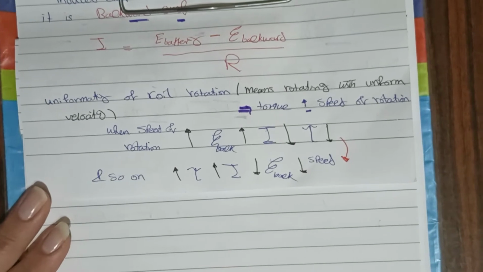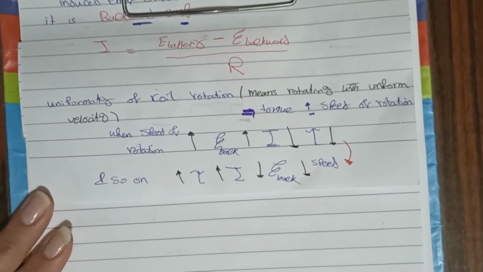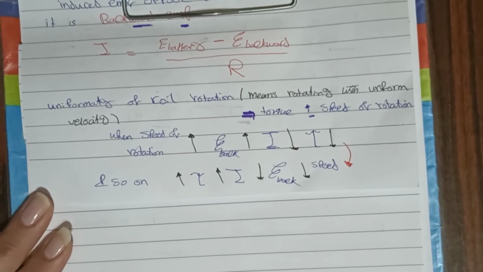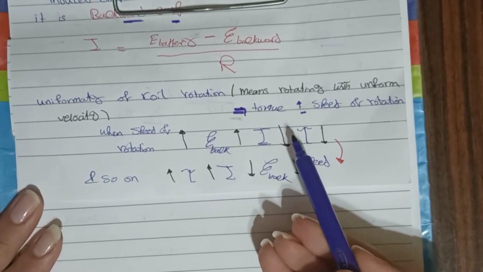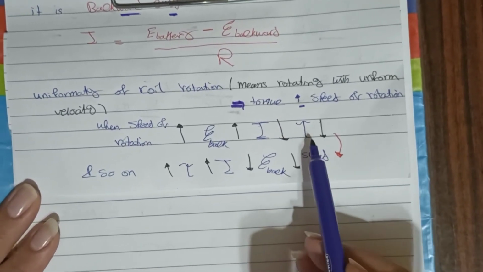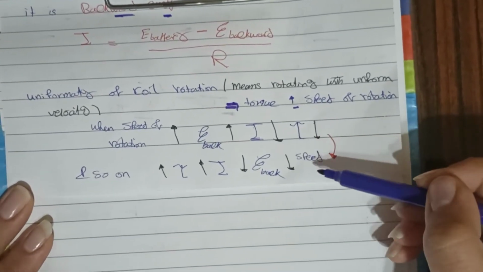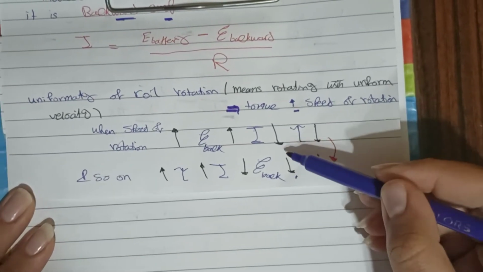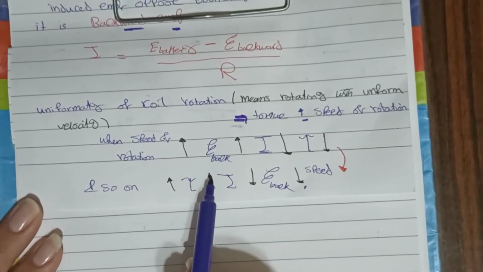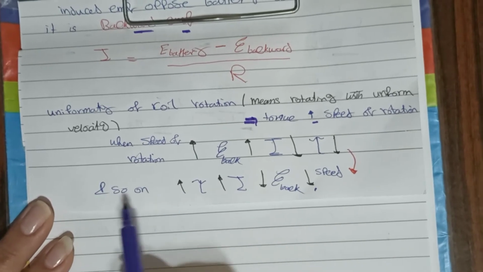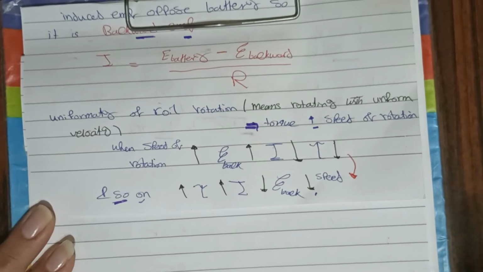The uniformity of coil rotation means rotation with uniform speed. As we know, when the torque increases, the speed of rotation increases. When the speed of rotation increases, the back EMF increases, so the current decreases, so the torque decreases. And when the torque decreases, the speed of rotation decreases, and then the back EMF decreases, so the current increases, so the torque increases, and this goes on until the speed of rotation becomes uniform.